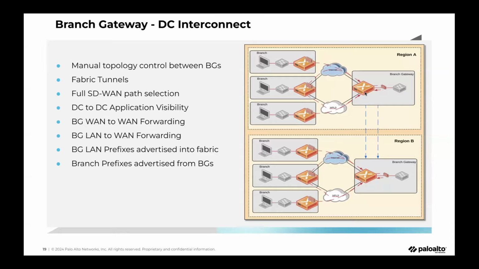And there will be DC to DC application visibility, which is not there today. So with the introduction of the branch gateway, we can have DC to DC application visibility. Then a branch gateway WAN to WAN forwarding, and also a branch gateway LAN to WAN forwarding. And the branch gateway LAN prefixes will be advertised into Fabric, and also the branch prefixes will be advertised through the branch gateways.